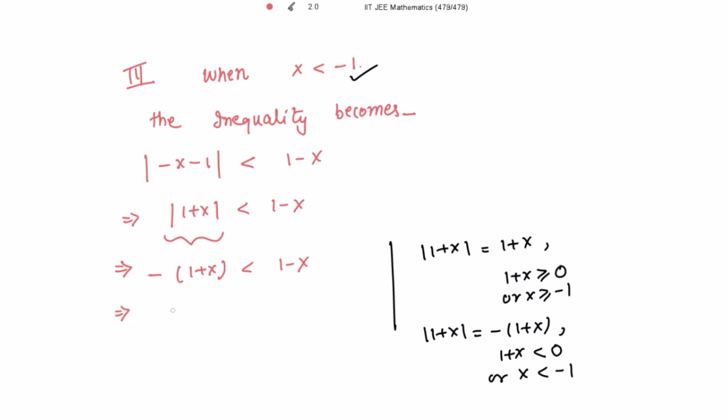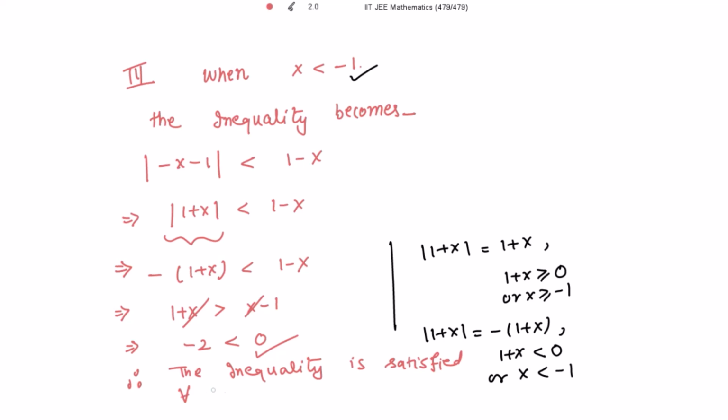So this further implies, let's multiply with a negative sign all over this inequality. We get 1 plus x greater than x minus 1. So here this cancelled out and we are getting negative 2 to be less than 0. So yes, this is true. Negative 2 is strictly less than 0. This is true. So therefore, in this case also, the inequality is satisfied for all x belonging to this interval, that is from minus infinity to negative 1.